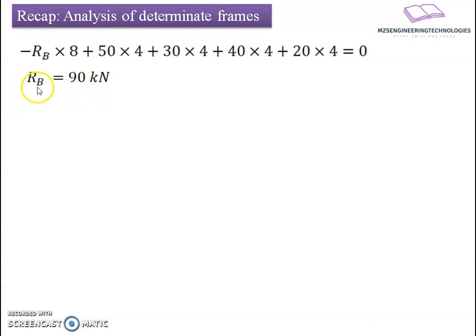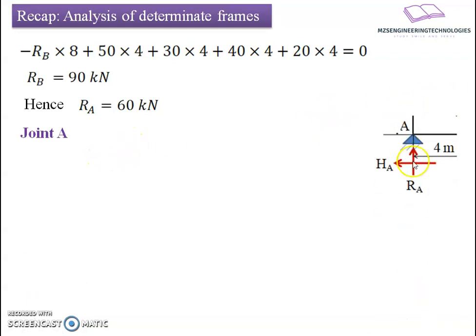Once I have got RB, I will back-substitute it in the previous relation. We will get RA equals 60 kilonewtons. Now all unknown forces are known to me. I will start the joint-by-joint analysis by considering a joint where a minimum of two unknowns are there. Let's start with joint A.